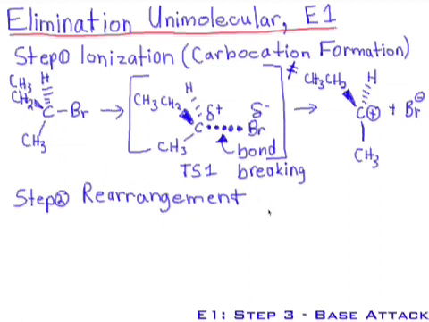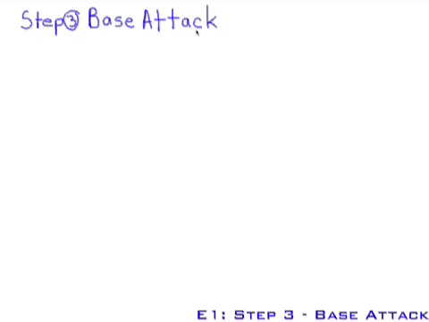Now, the E1 mechanism differs from the SN1 mechanism in step 3. In step 3, our attacking group acts as a base instead of a nucleophile. And so in step 3, we call it base attack. Now, do you remember what is the difference between a base and a nucleophile? A nucleophile attacks positively charged carbon. A base attacks positively charged hydrogen.